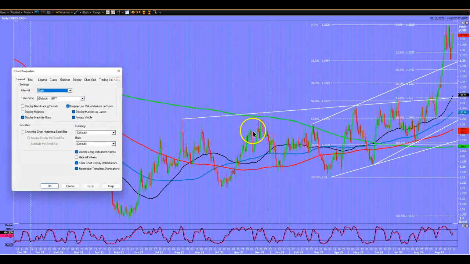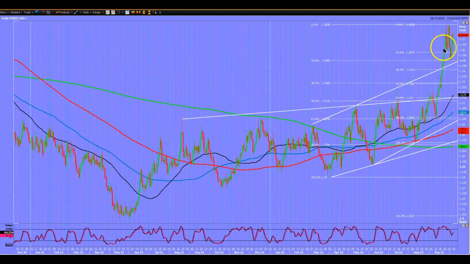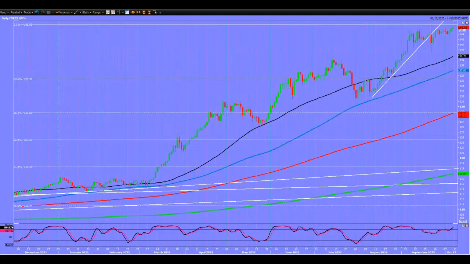I talked about it last week, so I don't need to go over it again. This week was mostly just sideways action, bit of a correction and a recovery, so not much point in repeating myself. The dollar, and moving on to the yen, we've got the dollar yen.